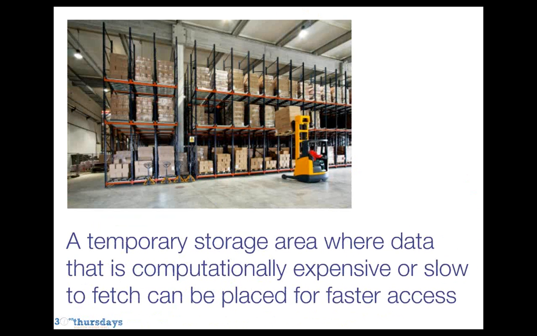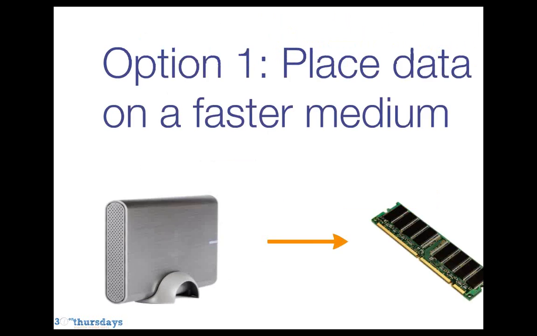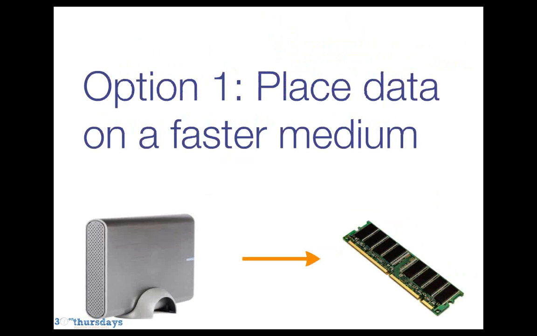So here's what we're going to use for today. A cache is a temporary storage area where data that is either computationally expensive or slow to fetch can be placed for faster access. And that faster access is usually facilitated in one of two ways. If we consider a standard spinning platter hard drive, the first mechanism or approach to caching that's implemented with most systems is to take data that's on that drive and put it on a faster medium. In this case, taking the data off the platters and putting it into memory. Since memory is accessed more quickly, we get better performance. That's one form of caching.